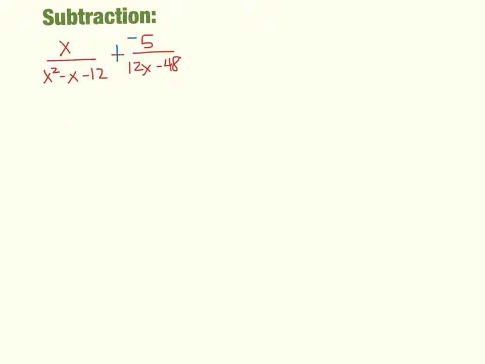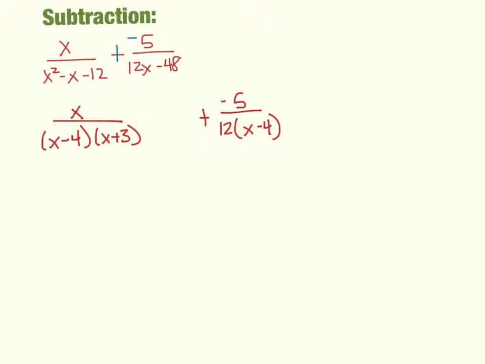So I have x over x squared minus x minus 12. This factors how? We need two numbers that multiply to negative 12 and add to negative 1. That's right. So x minus 4 times x plus 3. Plus, I'm going to leave myself some room because I know I'm about to multiply the numerator and the denominator. Plus negative 5 over the only thing that 12x and negative 48 have in common is 12. So 12 times x minus 4.